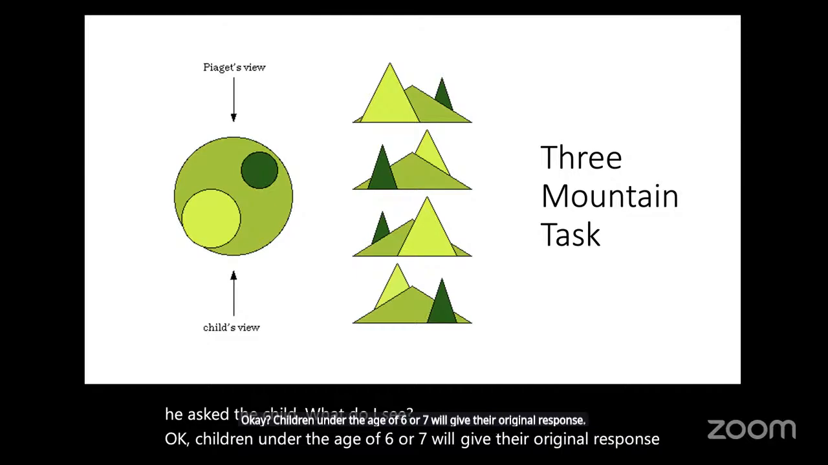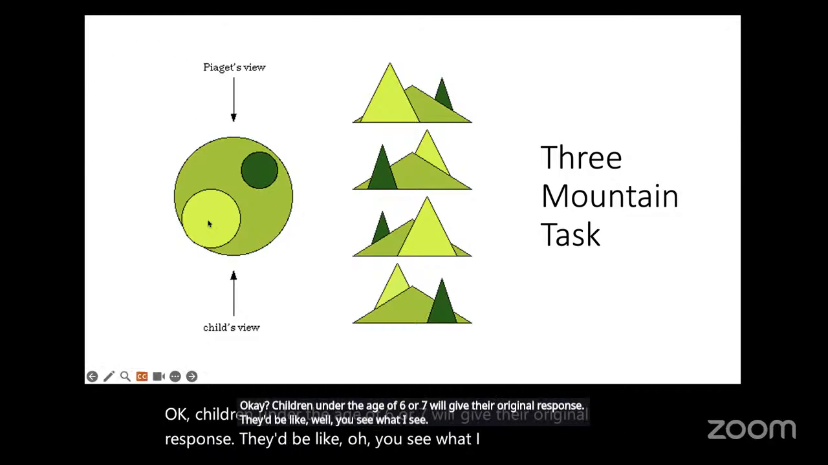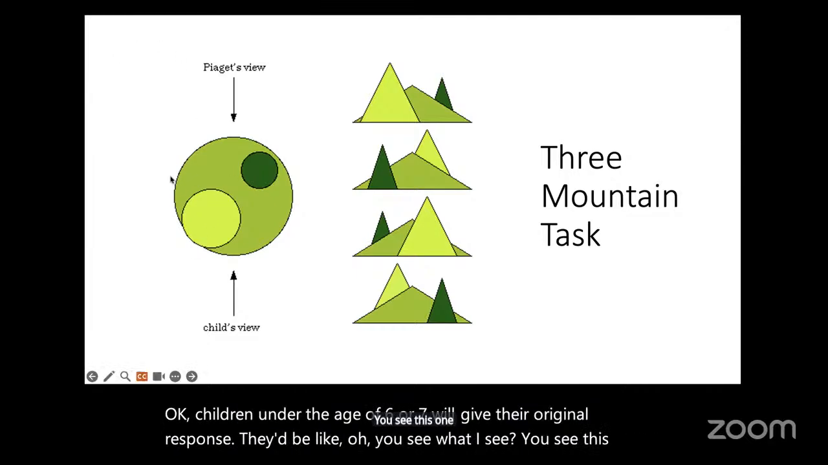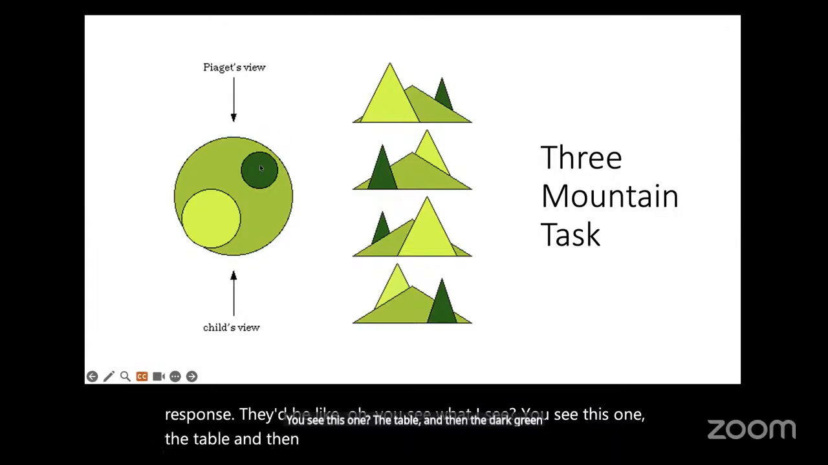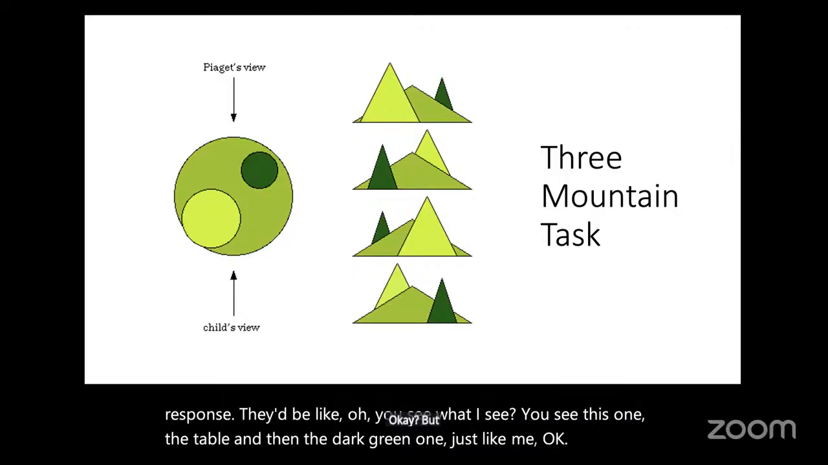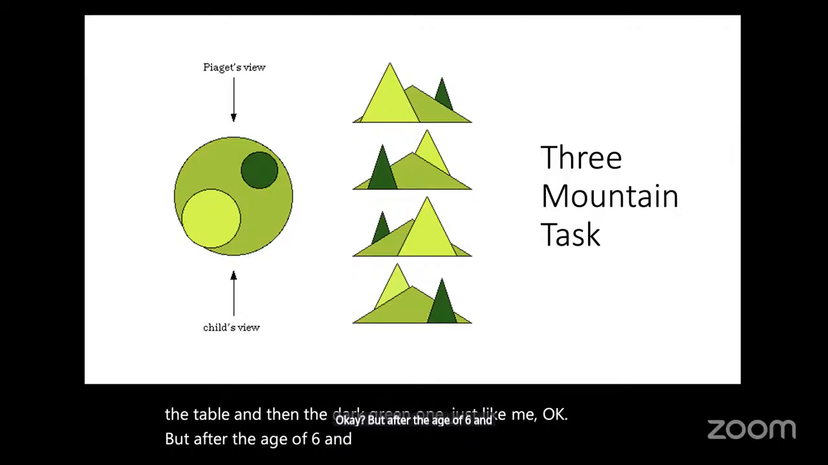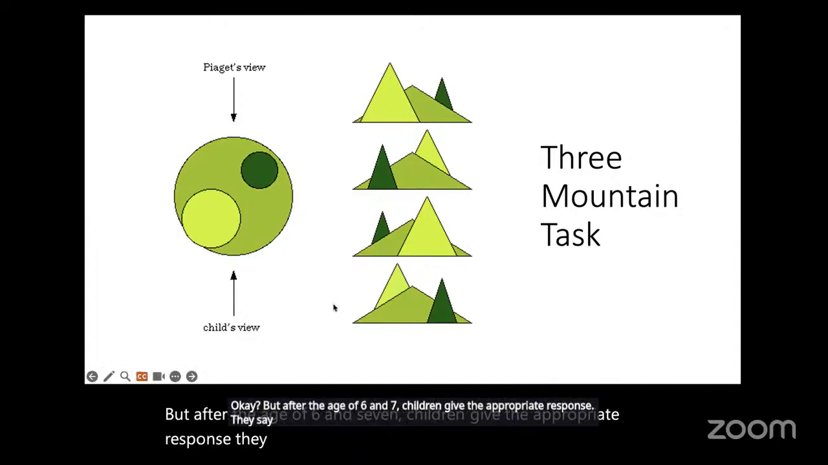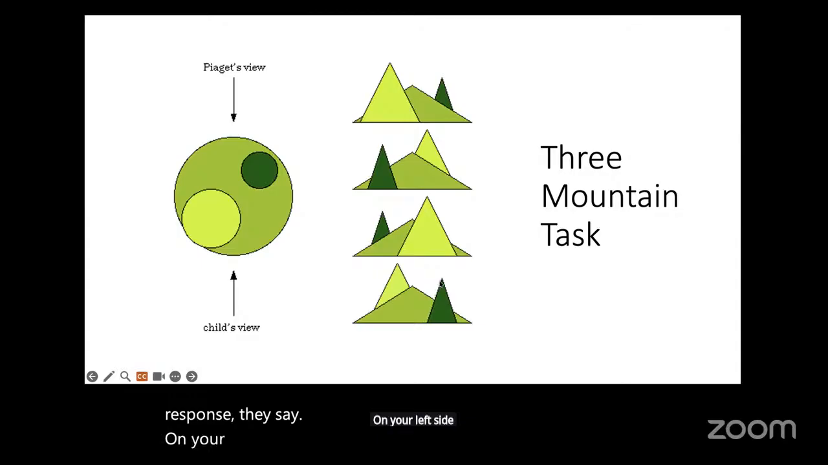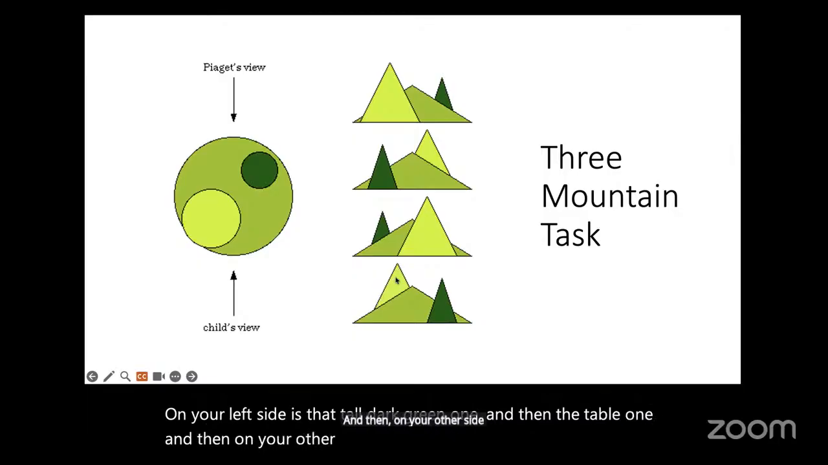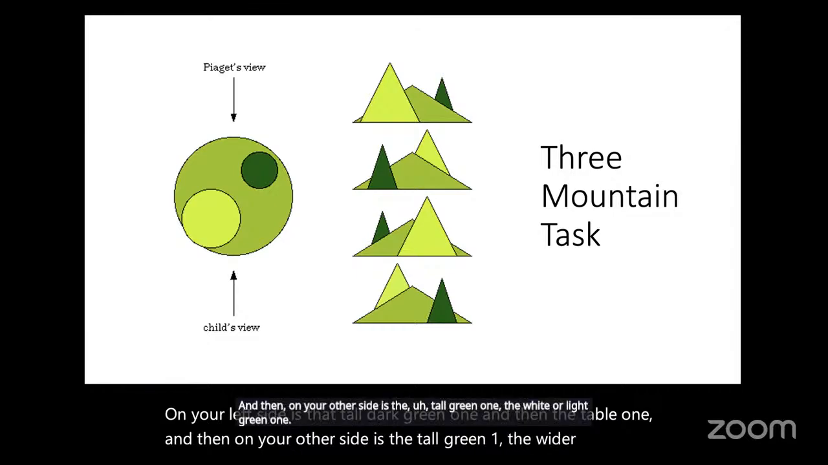They'd be like, well, you see what I see. You see this one, the table, and then the dark green one, just like me. Duh. But after the age of 6 or 7, children give the appropriate response. They say, wow, on your left side is that tall dark green one, and then the table one, and then on your other side is the tall green one, the wider light green one.